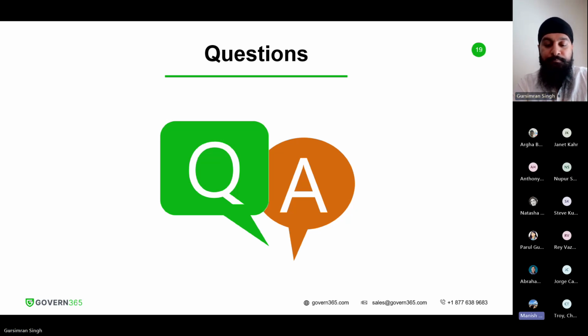Great. So the next question is, do I need a separate Power BI license for the reports to work? Because you're showing some analytics and reporting features. So yeah, the reports are Power BI, but the license that you would be purchasing for Govern 365 includes that embedded Power BI license, so you don't need a separate license. So yeah, you're going to be fine just with the embedded license that comes with the app itself.